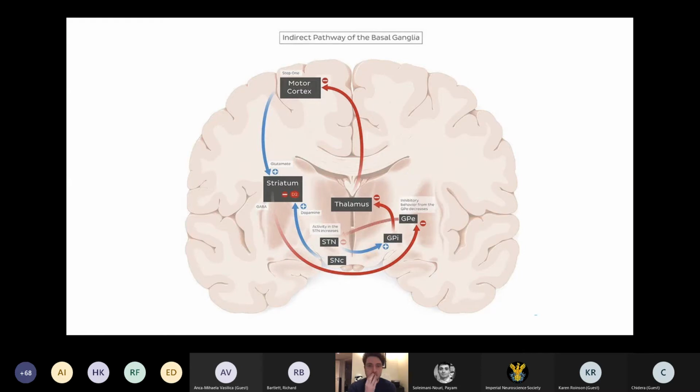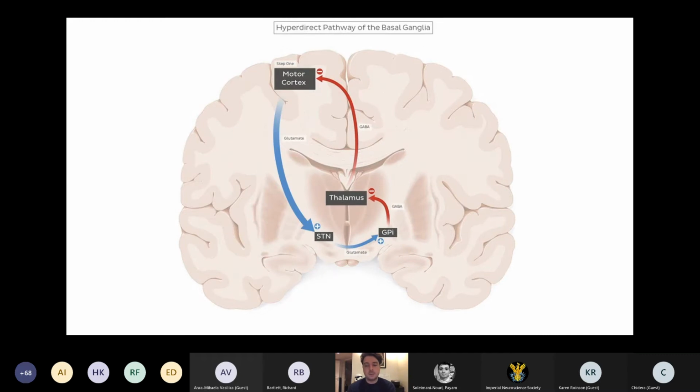Usually this is a perfect place to stop and check everyone is on board. But what I'll do is I'll finish the hyperdirect pathway, and then we can possibly do that before we go moving on, because I think that might be a nice reasonable part to stop.